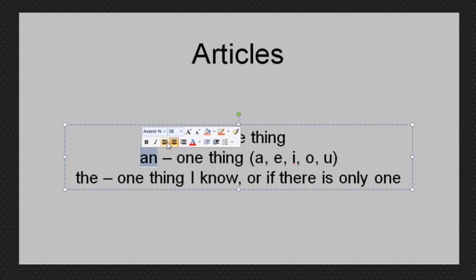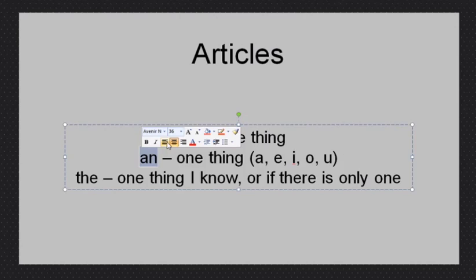And if it is one thing that I know, then I will use the. So say I have three stars. Two stars are orange, and one star is purple. So this is the purple star. So, what star is this? This is the purple star. It's one thing I know.